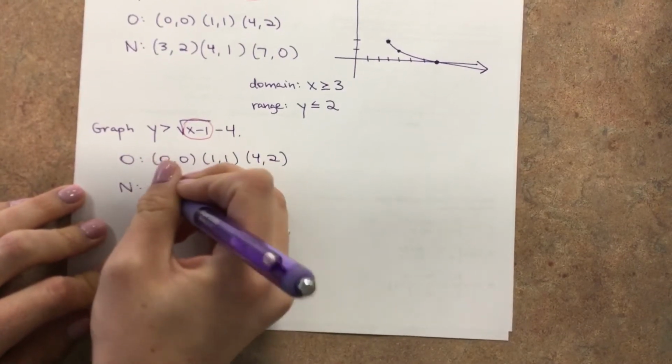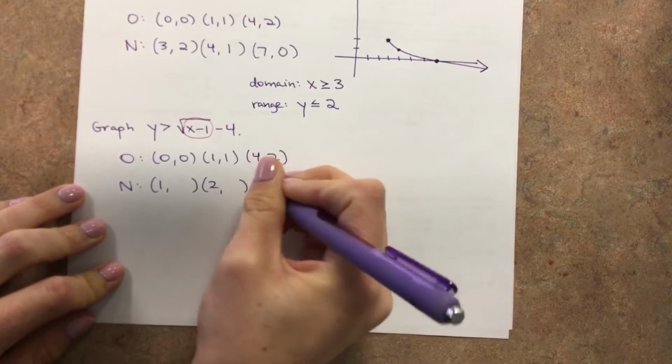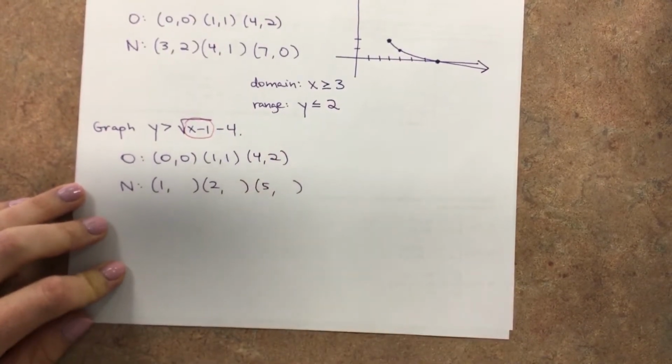So 0 plus 1 is 1. 1 plus 1 is 2. 4 plus 1 is 5. So those are my new x values.